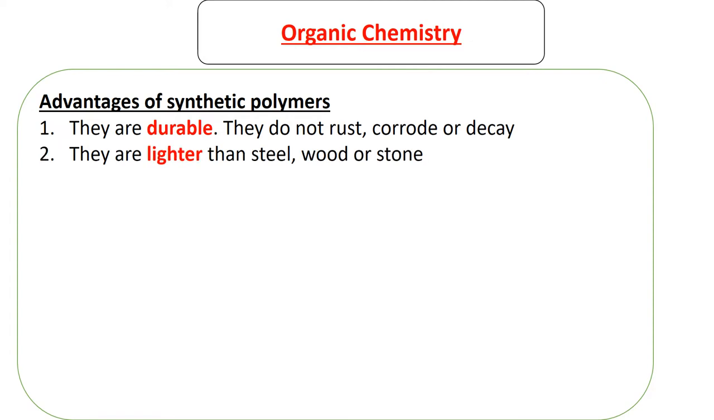Second, they are lighter than steel, wood, or stone. If you look at your phone, the covers of your phone are made of these synthetic polymers. These covers provide the needed strength so that even when your phone falls, the internal components are not going to be affected. But it is light. You can put it in your pocket. If it was made of steel or wood or stone, it could have been a different scenario.